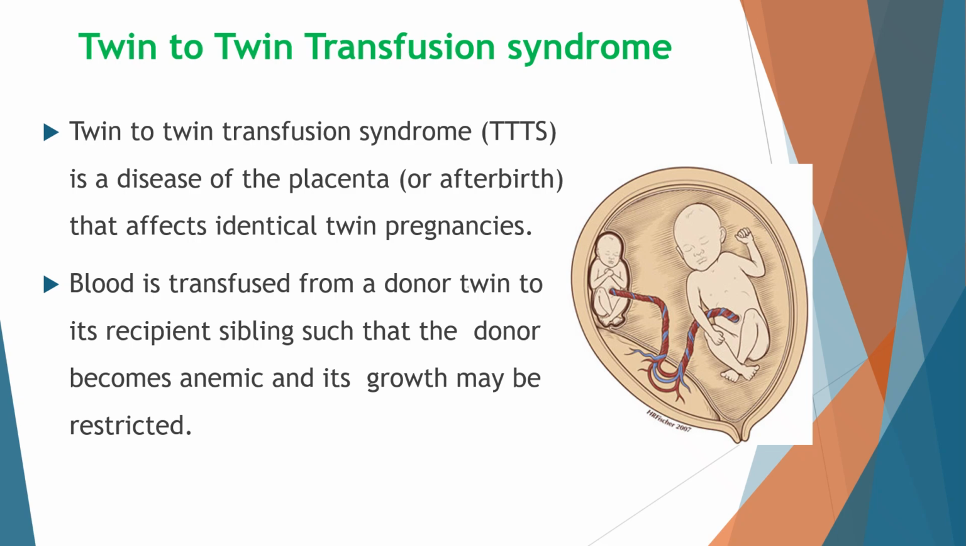As a result, the donor twin becomes anemic, smaller in size, and may have restricted growth, while the recipient twin receives excess blood, which can strain its heart. TTTS is a placental problem and requires early detection and close monitoring to improve outcomes for both babies.